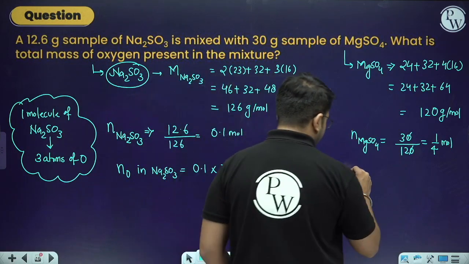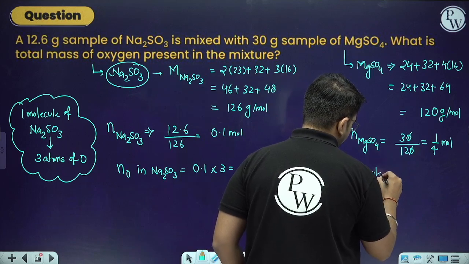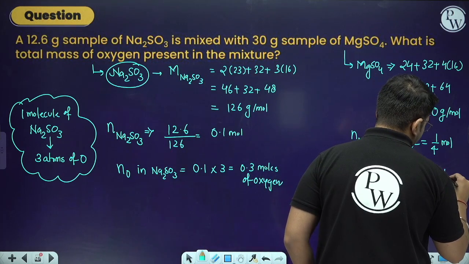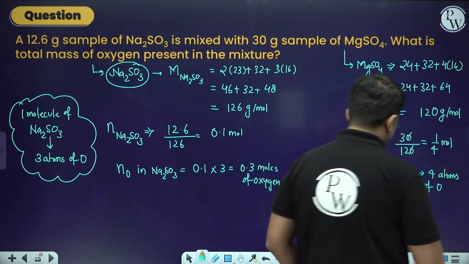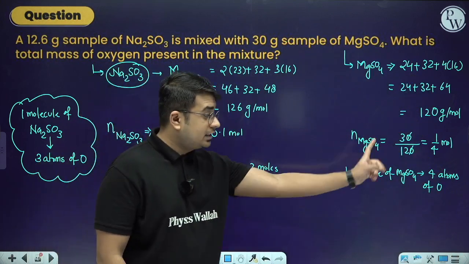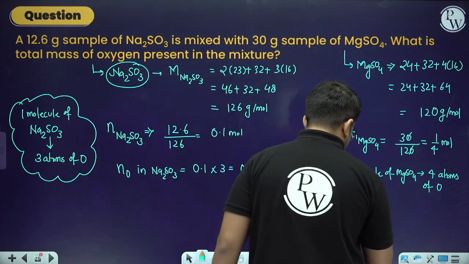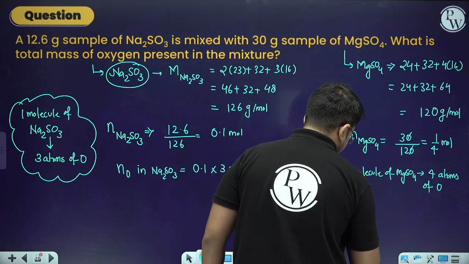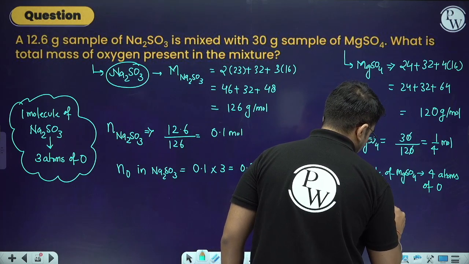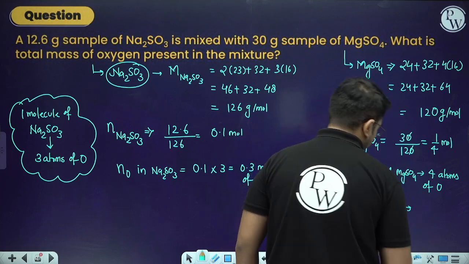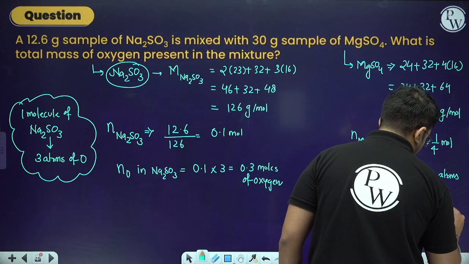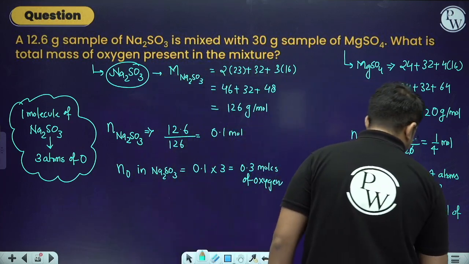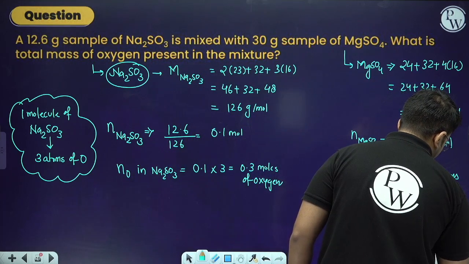Now you know that one molecule of MgSO4 will contain 4 atoms of oxygen. It means 1 mole of MgSO4 will contain 4 moles of oxygen. So I can say that 1 by 4 mole of MgSO4 will contain 1 by 4 multiplied by 4 moles of oxygen. So if you solve this, you will get the value as 1 mole oxygen.